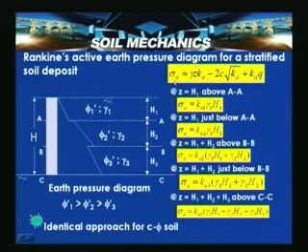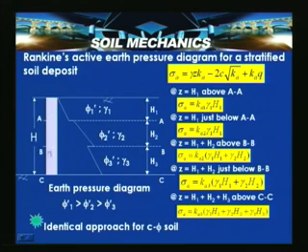So, here by using the same concept, the equation sigma A is equal to gamma Z Ka minus 2C root Ka plus Ka q, where here the surcharge is not there. If a surcharge is there, for example a highway embankment retained by a wall and constructed with different soils, then that surcharge has to be considered. But in this case q is 0, so this particular term vanishes. So, at Z equal to 0, earth pressure is 0. This is the starting point of the pressure diagram.